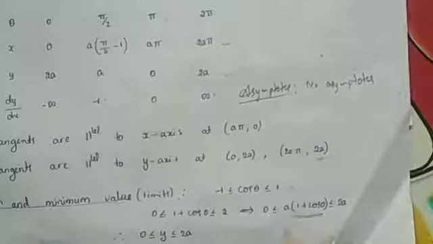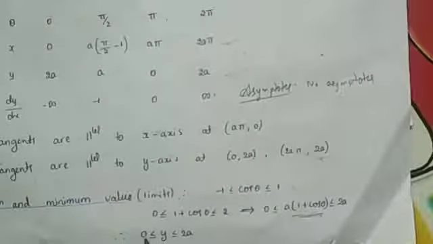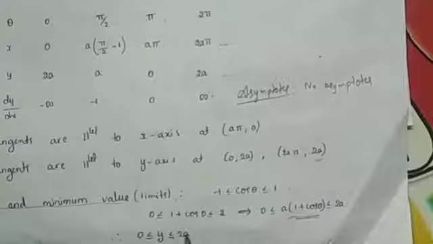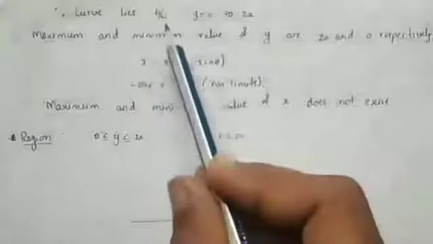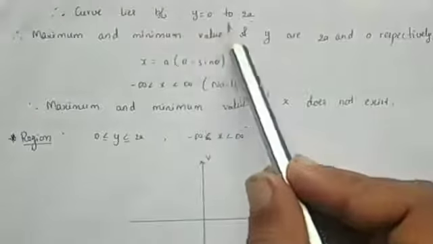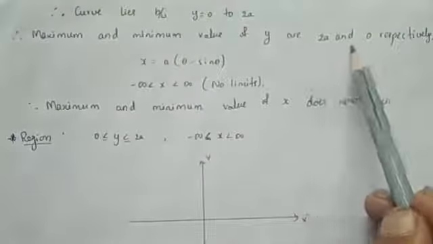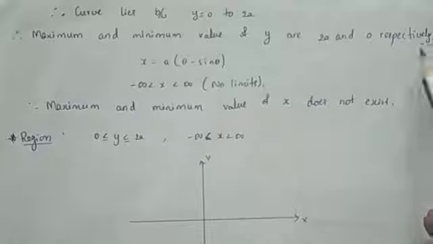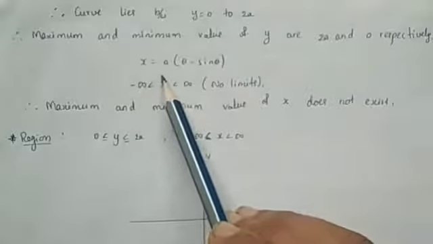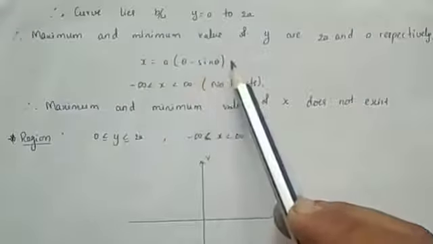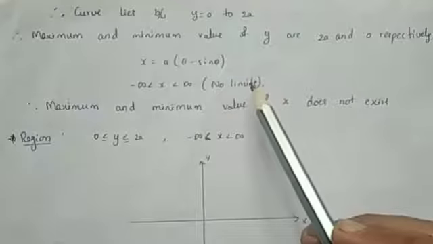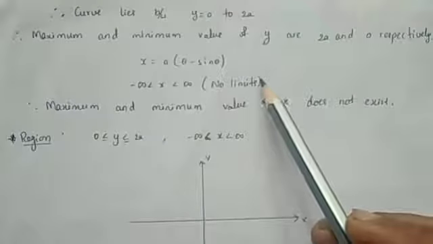A into 1 plus cos theta is y. So therefore 0 less than or equal to y less than or equal to 2a. Therefore the curve lies between 0 to 2a. Therefore the maximum and minimum value of y are 2a and 0 respectively. And x is equal to a into theta minus sin theta. In this case there are no limitations.